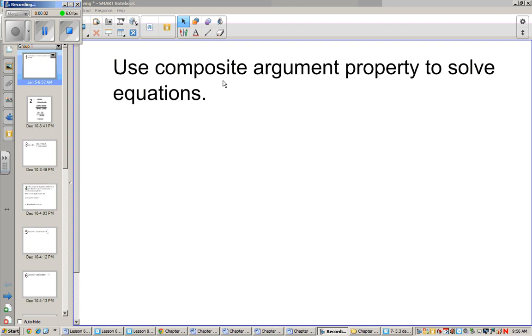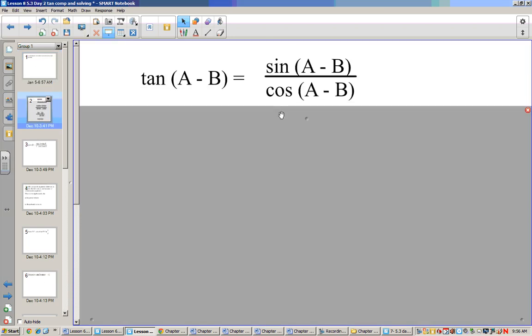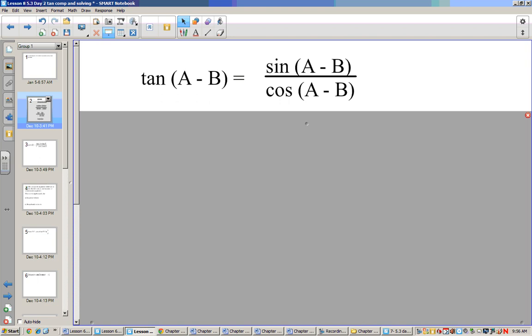Hello, today we're going to use the composite argument property to solve equations. The first thing we're going to do is look at the tangent property of tangent of a minus b. I have this one written out, so I'm just going to page down when it's time. We're going to do this step by step because there's one real tricky part here.